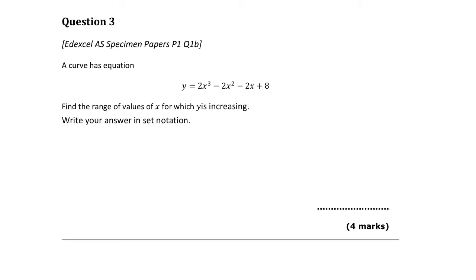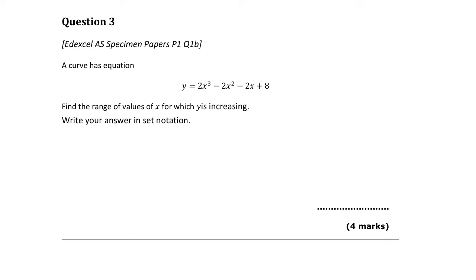Question 3. A curve has equation y equals 2x cubed, take away 2x squared, take away 2x plus 8. So the same curve as the previous question. Find the range of values of x for which y is increasing. Write your answer in set notation.